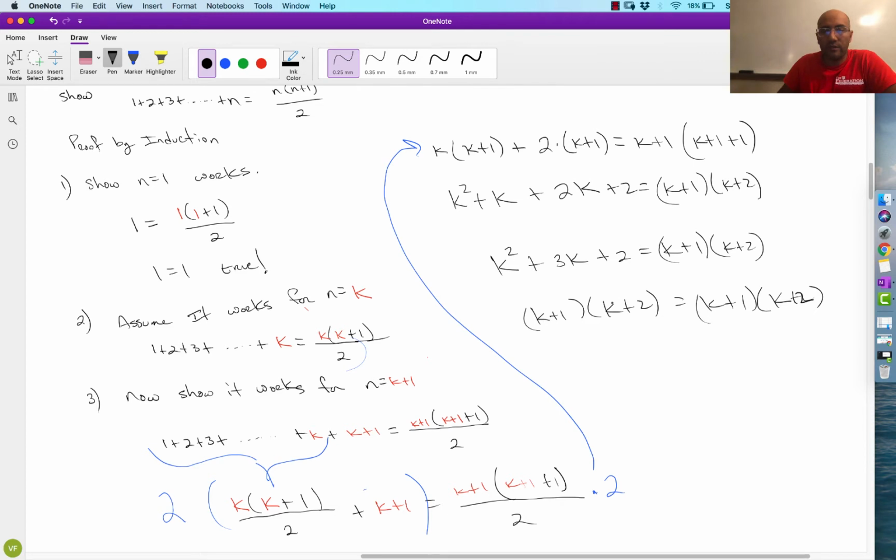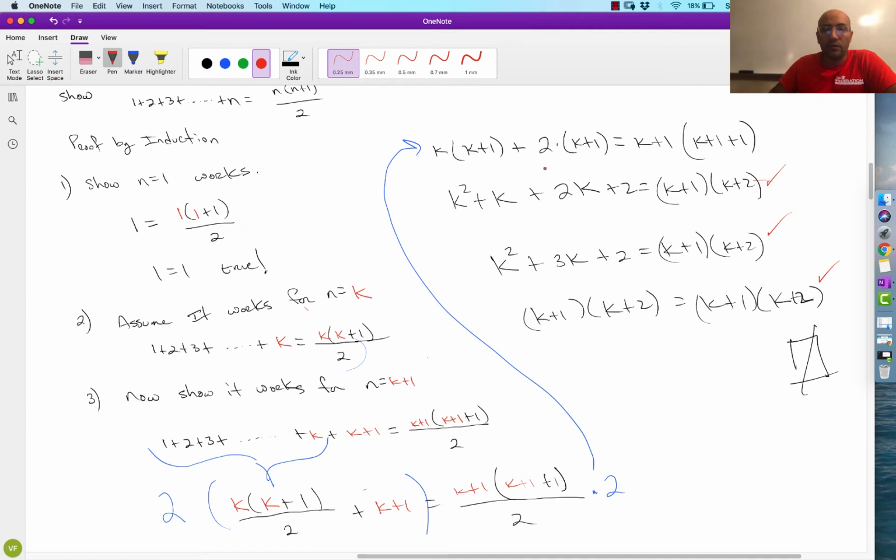Right? If we FOIL this, we get k squared plus 2k plus k, which gets us to 3k plus 2. And so we've established that the left-hand side equals the right-hand side. Therefore, this is true. We've shown that, kind of reversed here, this is true for any value of k, because they're identical. All I did was FOIL it, so this is true. I just scrambled it a little bit.